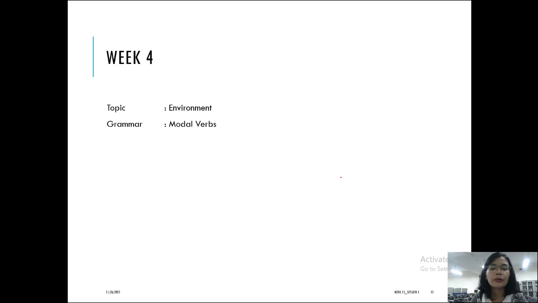And in week 4, we are talking about the environment, specifically the environmental organizations and the environmental heroes. And then we talk about the modal verbs use. Okay, so that's something that we discussed in week 4. Now we move on to week 5.